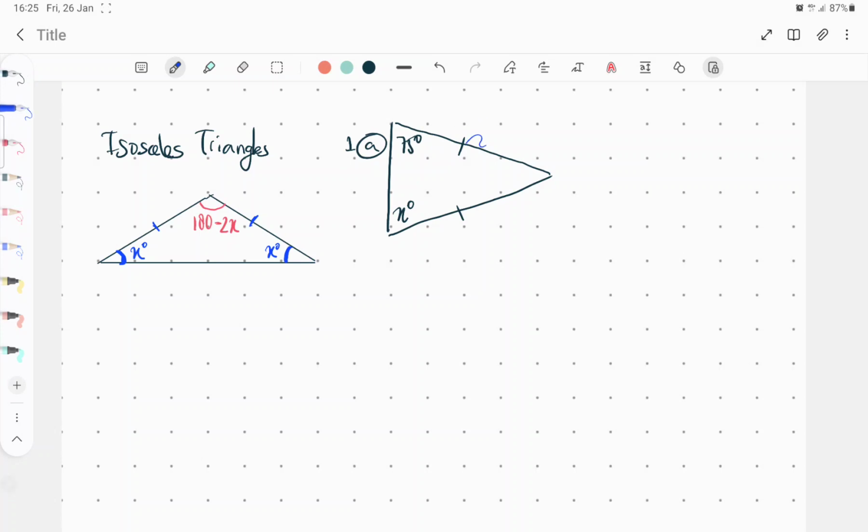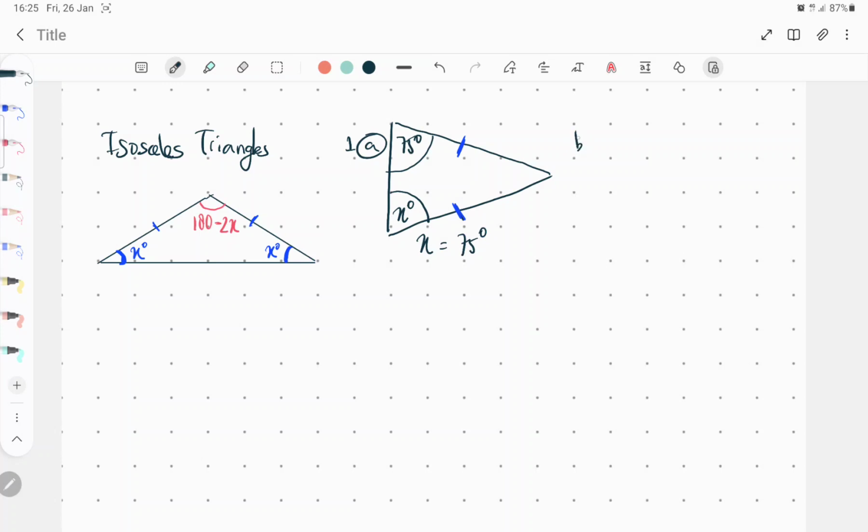As we know, if we have the equal sides on the isosceles triangle, the base angles below the two same sides are also equal, here and here. So we can conclude that x is equal to 75 degrees.